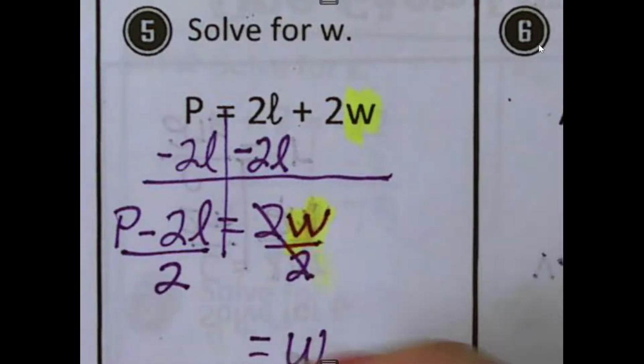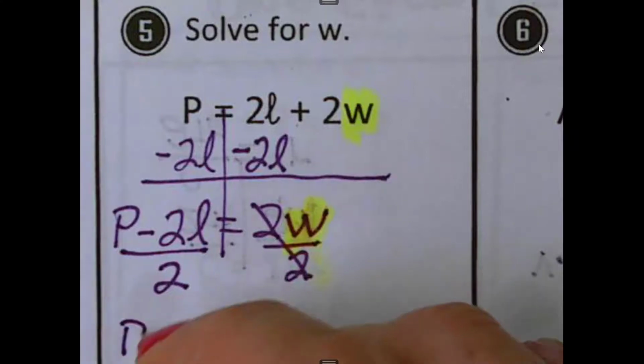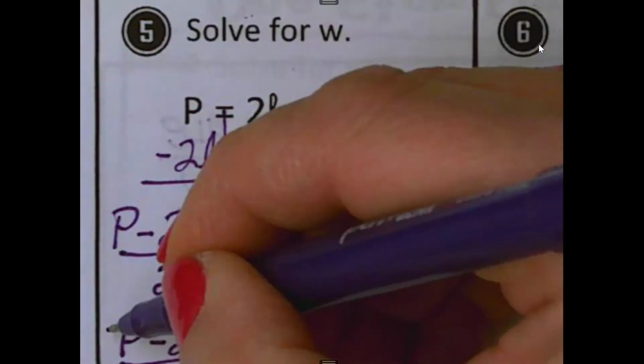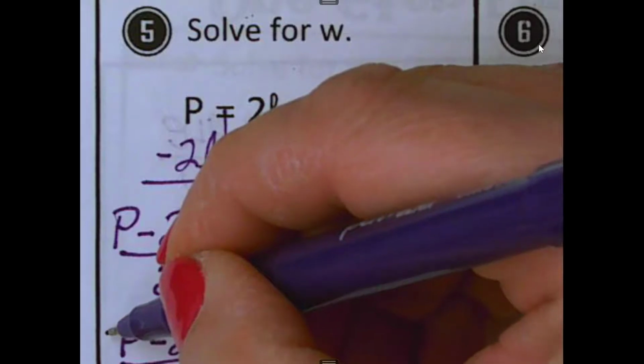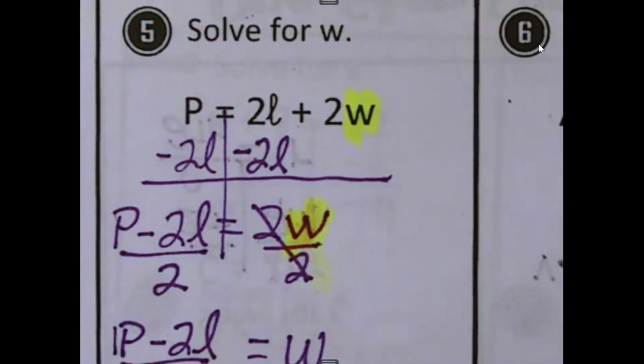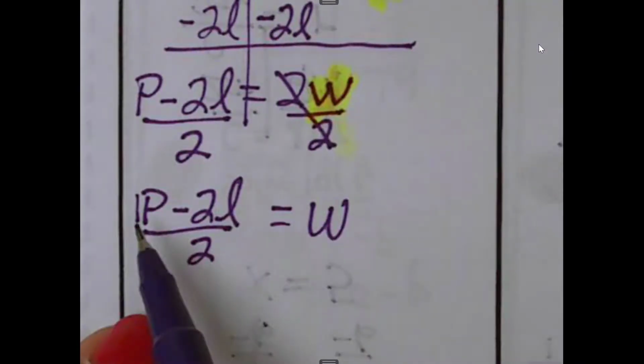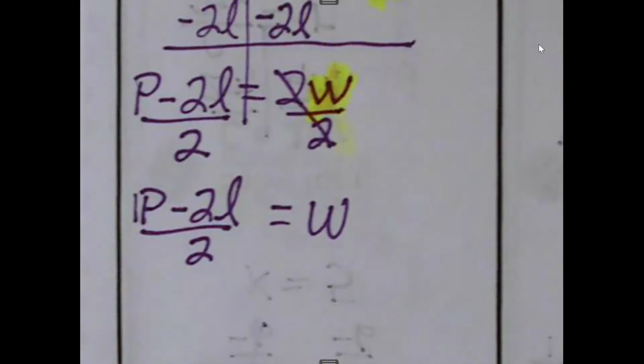And there's our answer. It doesn't matter if you have the isolated variable to the left or to the right. Now, if I could simplify, let's say there was a 4 in front of here, I could do some simplifying, but because this is just a 1, we're just going to keep our answer just the p minus 2l over 2.